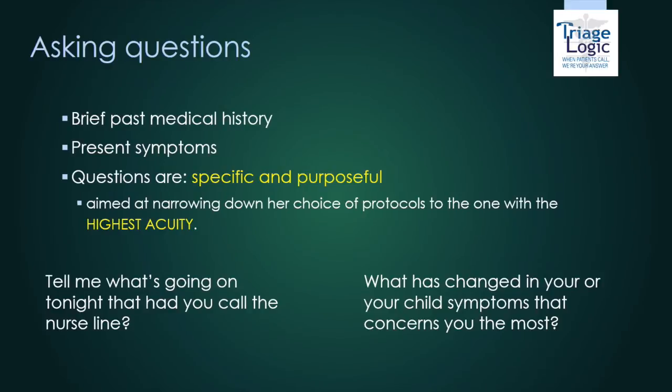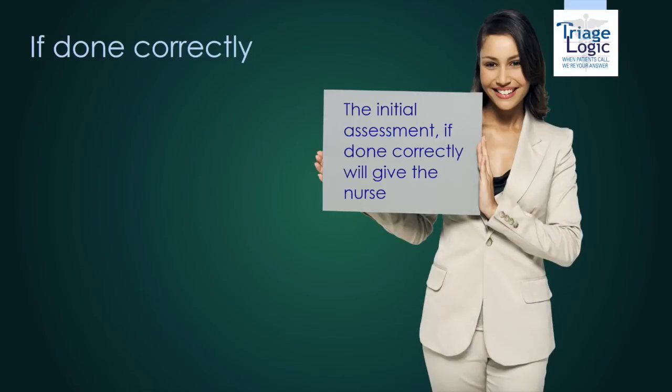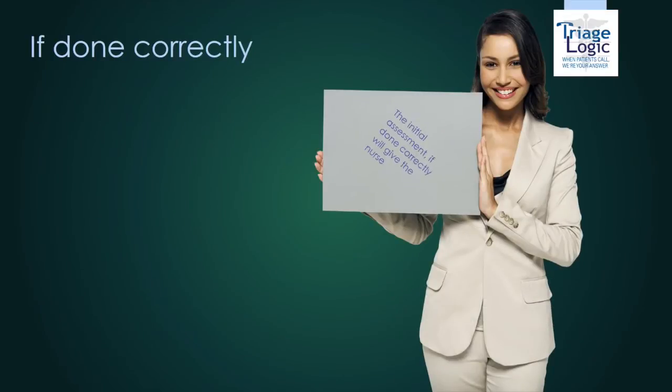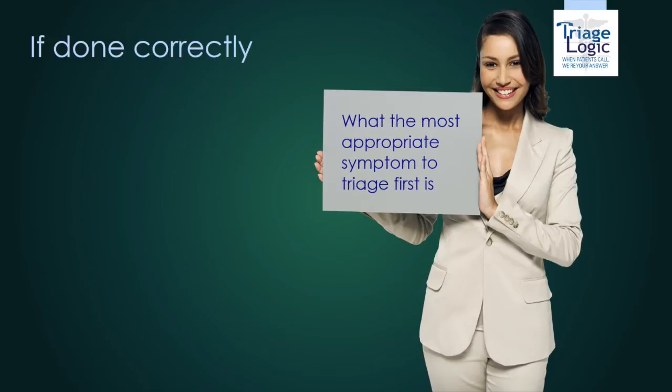She will want to know when the symptoms started, the severity of the symptoms, and so forth. Her questions are purposeful and are aimed at narrowing down her choice of protocols based on her patient's most severe symptoms. In other words, the symptoms that are likely to result in the highest acuity. The initial assessment, if done correctly, will give the nurse a sense of how sick the patient is and what the most appropriate symptom to triage first is.